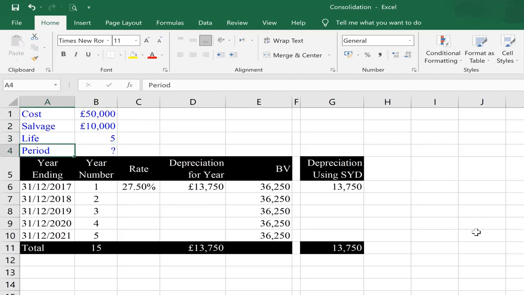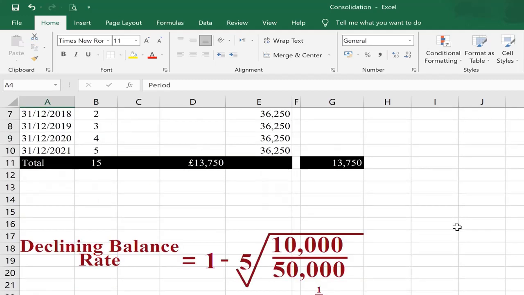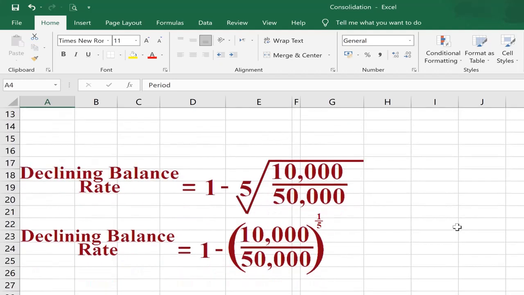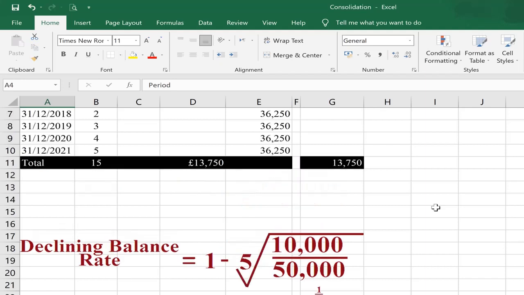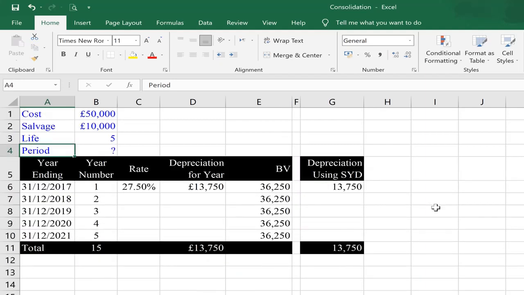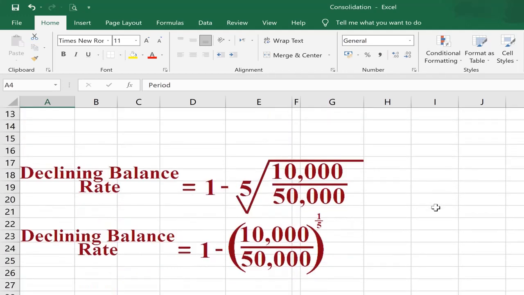First we need to determine the rate. Rate for this purpose is calculated as 1 minus the fifth root of 10 divided by 50. 10 is the salvage and 50 is the cost, so that's why it's 10 divided by 50 and the fifth root. So fifth root means it is 1 minus 10 divided by 50 raised to the power 1 over 5.